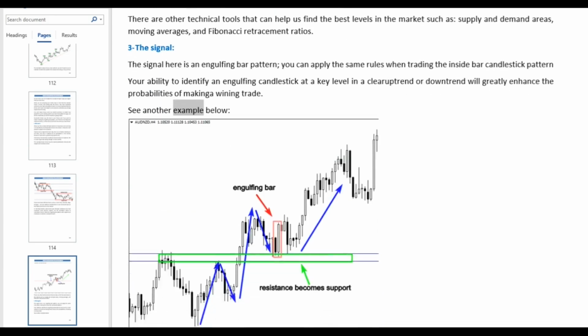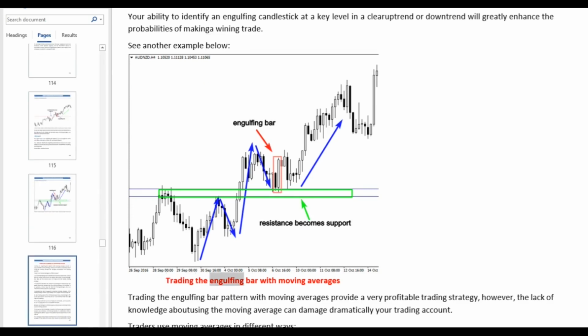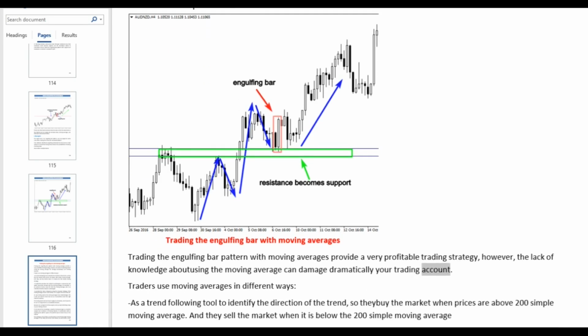See another example below. Trading the engulfing bar pattern with moving averages provides a very profitable trading strategy. However, the lack of knowledge about using the moving average can damage your trading account dramatically.